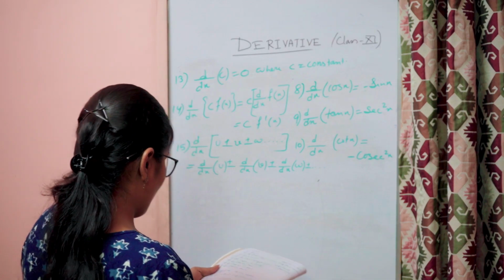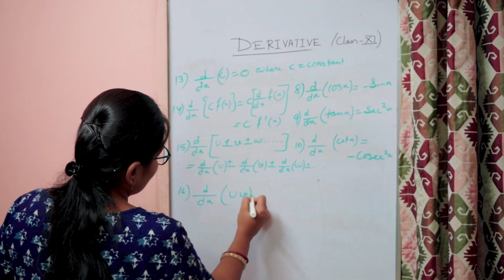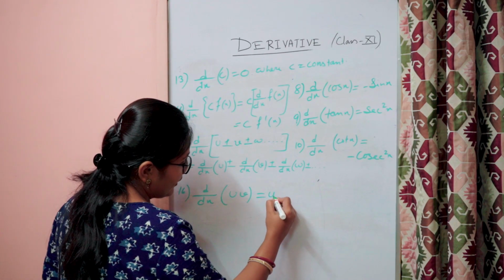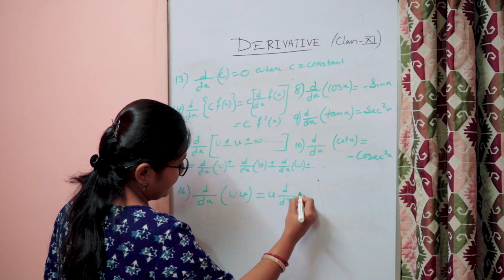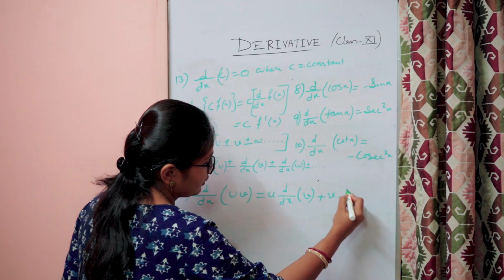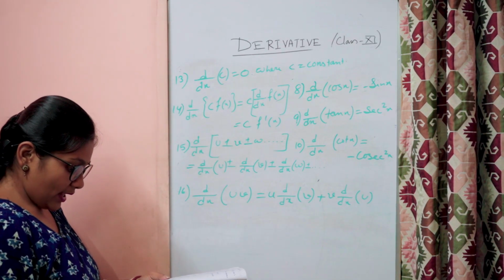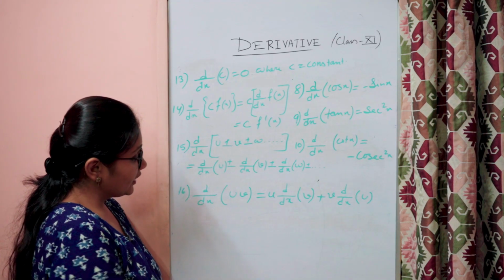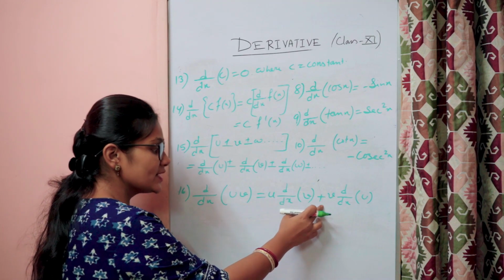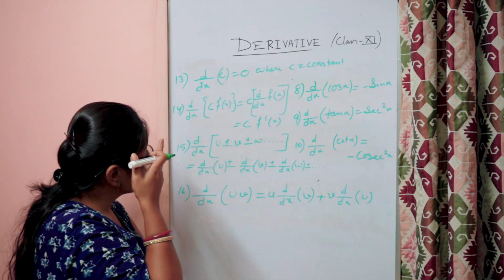Now the last two formulas are very important. When a product of u and v is there, how will the derivative happen? u will remain as it is and you have to take the derivative of the second function. Then the second function will remain as it is, and you have to take the derivative of the first function, with a plus sign in between.